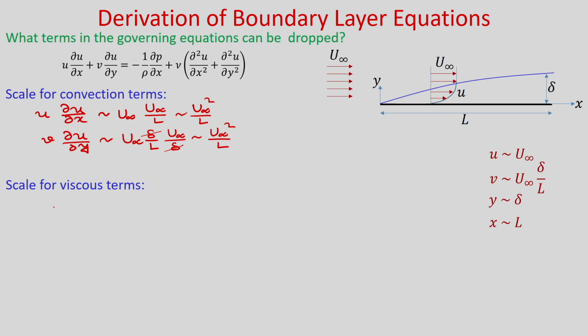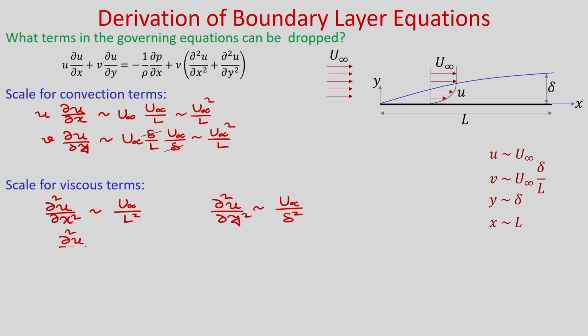So, if you consider the first term, del 2 u by del x square. Okay. So, what is the order? So, it will be u infinity by L square. Okay. And the second term, if you see, it will be del 2 u by del y square. So, order of u infinity by y, order is delta. So, delta square. Okay. So, now let us compare these two terms.